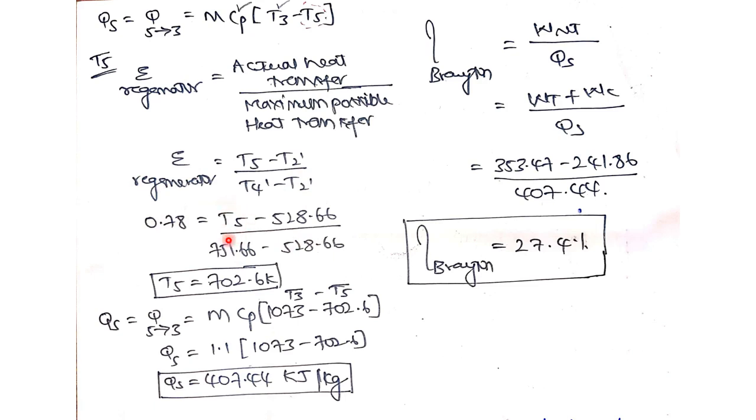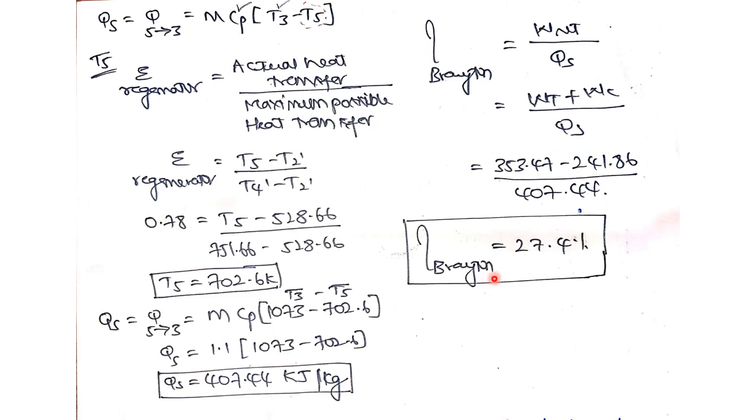So substitute the things in the heat supplied equation, that is Q5 to 3. When you substitute, you can calculate the heat supplied as positive 407.44 kilojoules per kg. Now you know everything, so you know the work done by the turbine, the work done into the compressor, and heat supplied. So substitute the things, your efficiency of the Brayton cycle would be 27.4 percent.